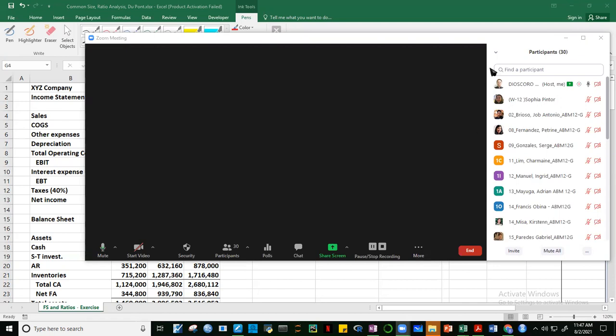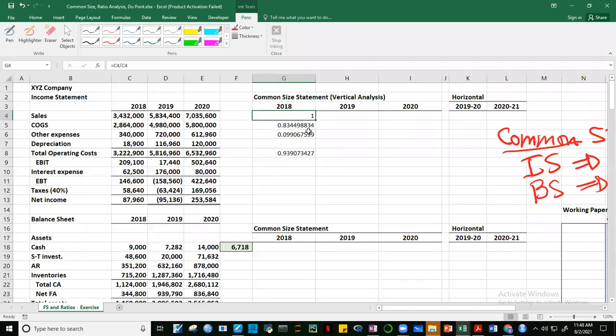C4, okay, thank you, Elijah. Okay, let's get the answer of Elijah. C4 over C4. So ang suggestion ni Elijah, so this is equal to C4 divided by C4. Tapos may mention si Elijah na dollar, no?